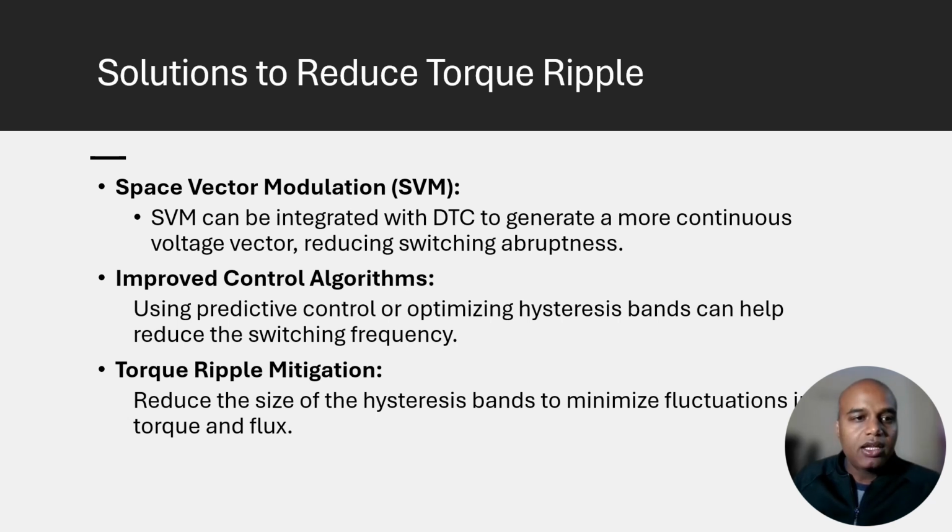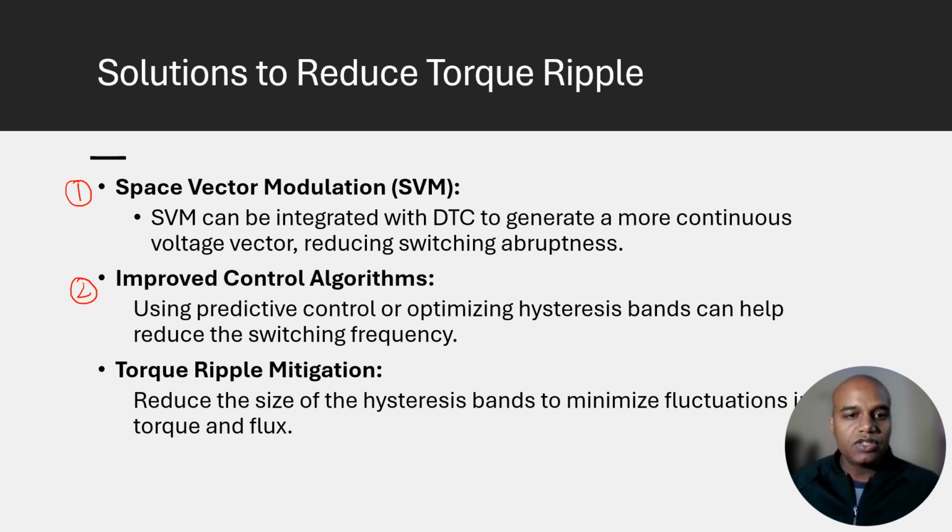The main technique being used nowadays is the SVM, or space vector modulation. This space vector modulation reduces, up to some extent, the torque ripple created by the classical DTC. Also, improved control algorithms, if I want to use a more optimized hysteresis band, can further help to reduce the switching frequency.